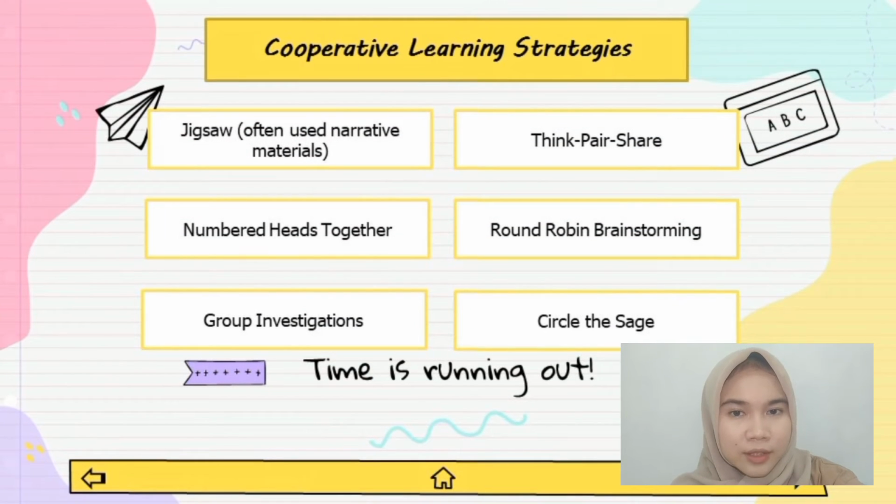Cooperative learning strategies: Jigsaw, often using narrative materials, think-pair-share, numbered heads together, round-robin brainstorming, group investigation, circle the sage.